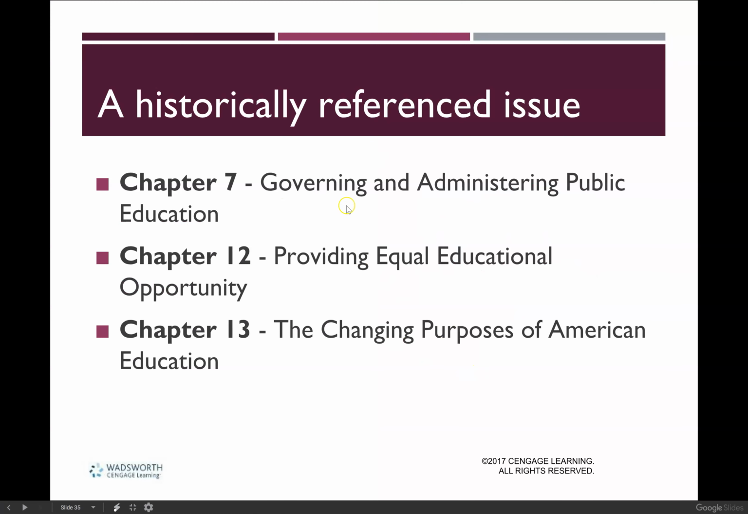So we're in chapter 7, we're going to look at governing. This is just for future reference. Chapter 12, equal education, and then 13, the purpose of American education.